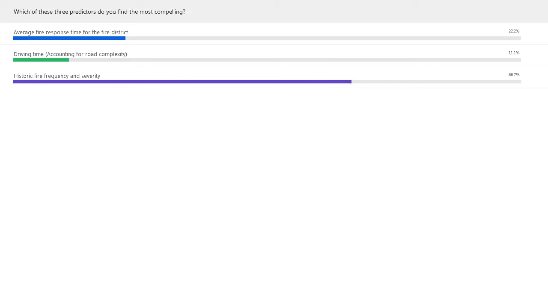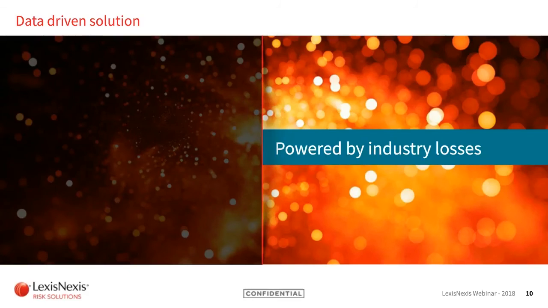Now, honestly, these numbers agree with the model. So the model thinks that historic losses are the most predictive, then average fire response time, then driving time. And these other factors, like driving time, actually are critical because they do give a very bad situation. But the number one predictor is, as people expect, historic fire frequency and severity.